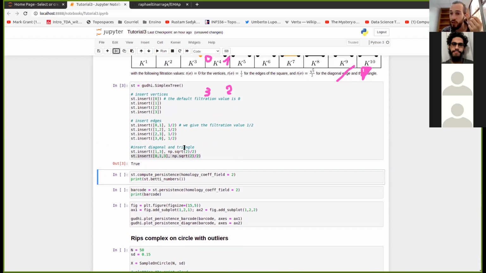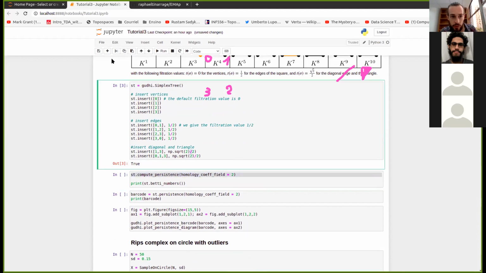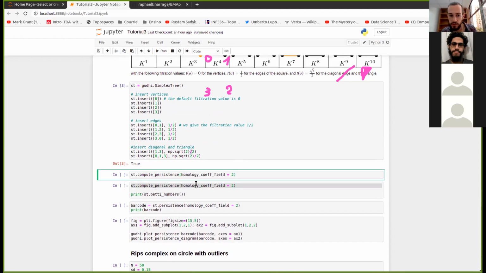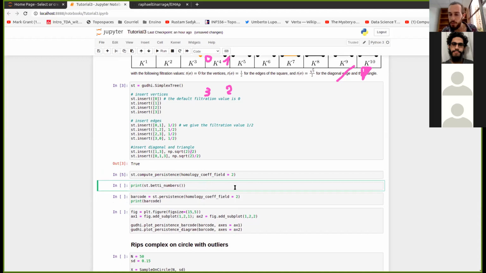All right, and now I can use the functions of GUDHI. Before asking for homology or barcodes or stuff like that, you have to call the function compute persistence. Compute persistence computes the barcodes of your filtration, which is called a simplex tree in GUDHI. And I also give the finite field over which I want to compute the persistent homology. So I say 2, because we studied persistent homology over Z over 2Z in this course.